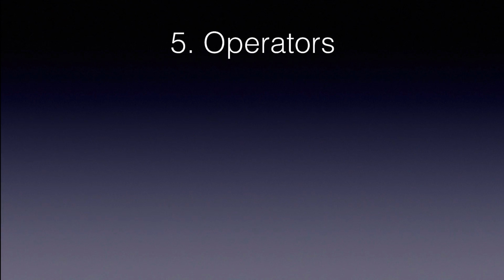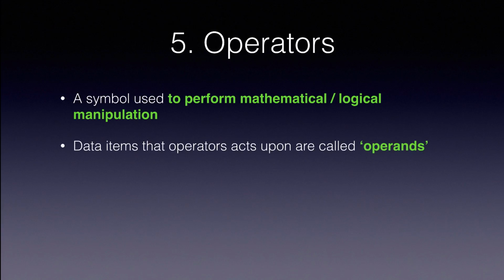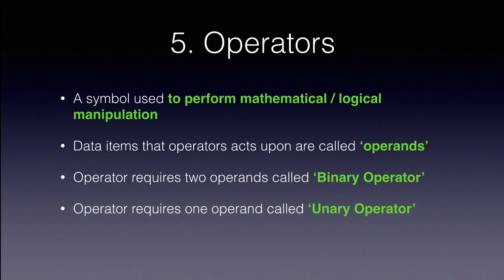Operator. An operator is a symbol that tells the computer to perform a certain mathematical or logical manipulation. The data items that an operator acts upon are called operands. Some operators require two operands, called binary operators. Some operators require one operand, called unary operators. And these are the examples of operators: plus, minus, multiplication symbol, division symbol. You know all these operators.